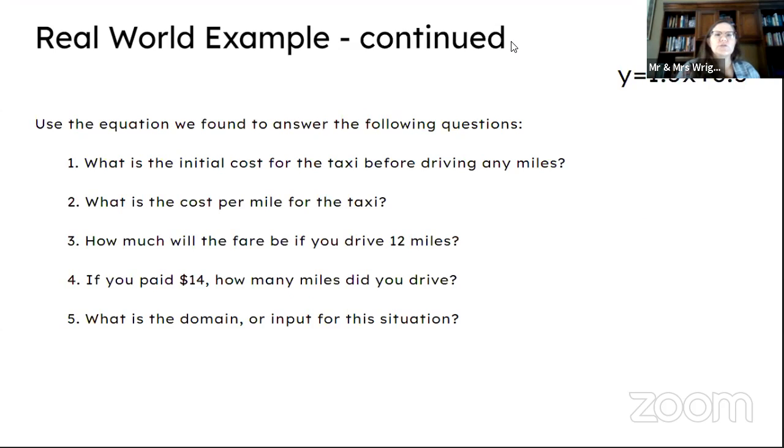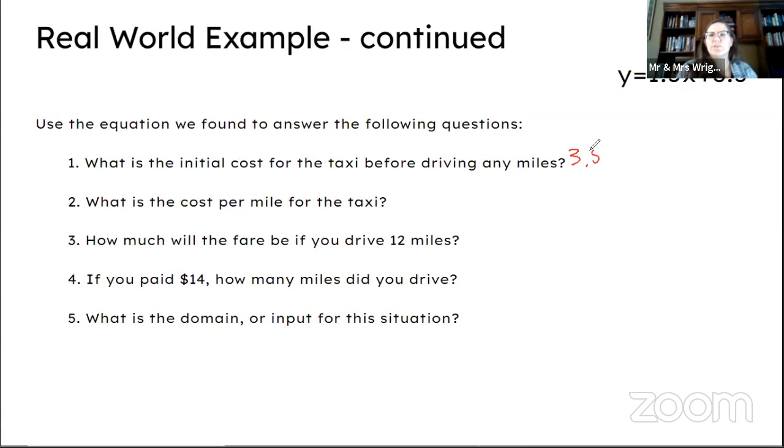What is the initial cost for the taxi before driving any miles? Okay, I have it here, let's move this so you can see it. If you drive 0 miles, before driving any miles, and you plug that in, what are you going to end up paying? Well, you're going to end up paying the 3.5, right? So our answer is $3.50.